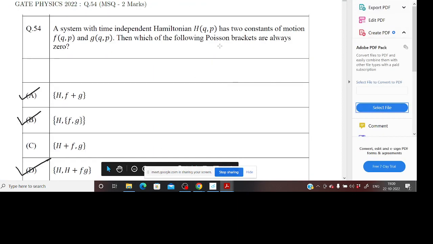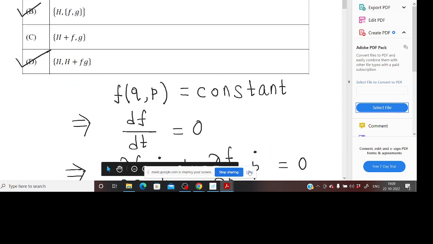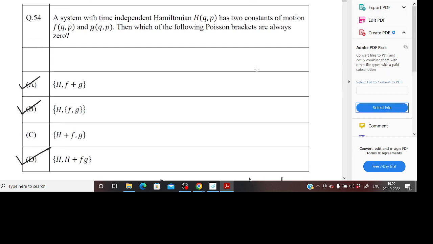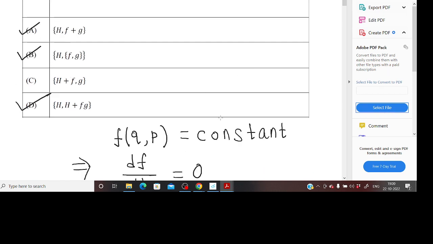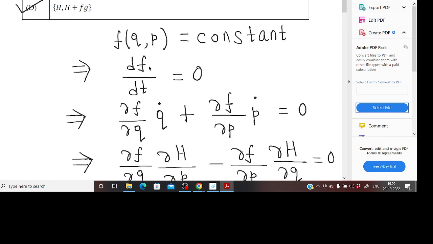That's clear. So this is clear, but something to say here. Let's say you are given a quantity. You have to check whether this quantity is a constant of motion or not. Then how will you check?